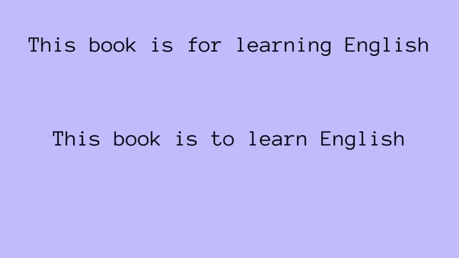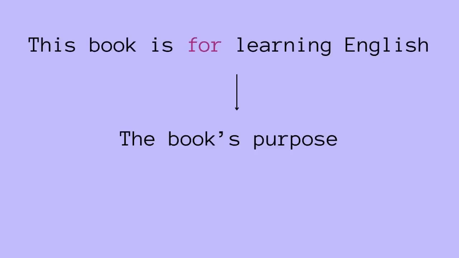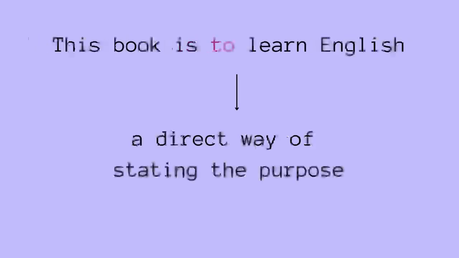With the use of "for", we are saying that this book is written for a specific purpose, which is learning the language, learning English. And also the second sentence, with the use of "to", this book is to learn English. That means this book is basically directed to learn English and not to learn Spanish or Italian. Alright, so this is how you can use "to" and "for".